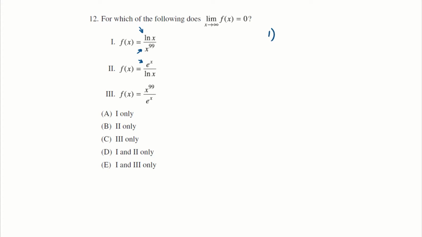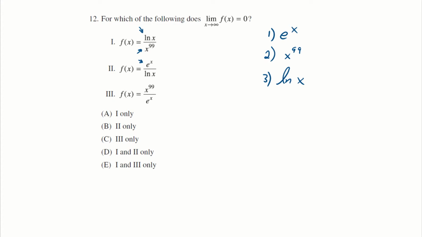Rates of growth. The fastest growing function is going to be e to the x. Second fastest is a polynomial. Third fastest, or as some people like to call that, the slowest, is your natural log function. Now these rates of growth apply as x goes to infinity.